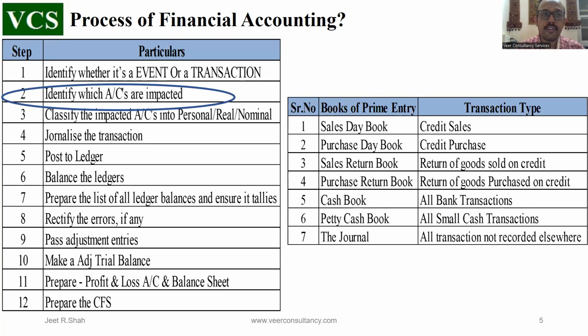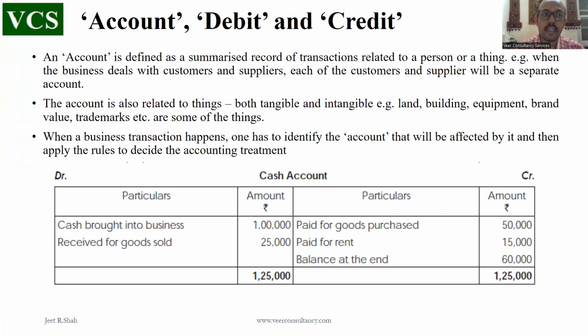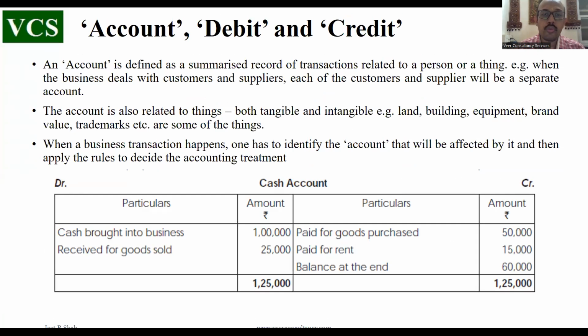Now, the next step in financial accounting we follow is known as identifying what all accounts are impacted in the transaction that has happened. So, what do you mean by this? An account is defined as a summarized record of a transaction related to a person or a thing. Example, when the business deals with customers and suppliers, each customer and supplier will have a separate account. Account क्या होता है? It will give you a summarized record of what has happened with that person, asset, or whatever the account is meant for.